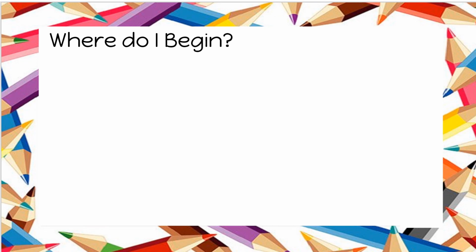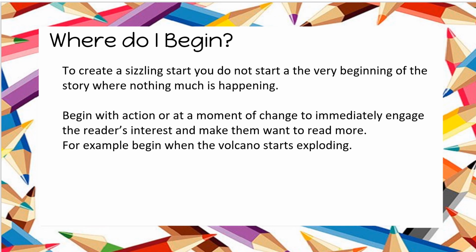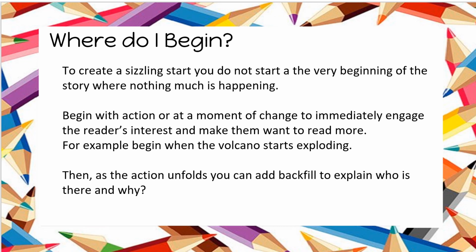So if I want to write a sizzling start, where do I begin? To create a sizzling start, you do not start at the very beginning of the story where nothing much is happening. Instead, you begin with the action or the moment of change to immediately engage the reader's interest and make them want to read more. For example, you begin when the volcano starts to explode. Then, as the action unfolds, you can add backfill to explain who's there and why.